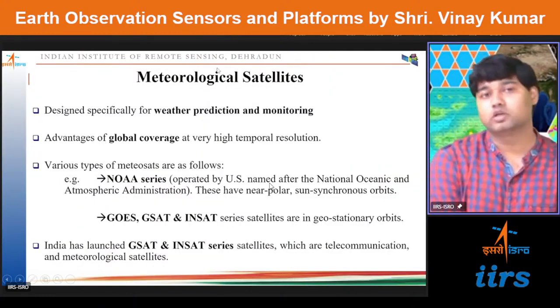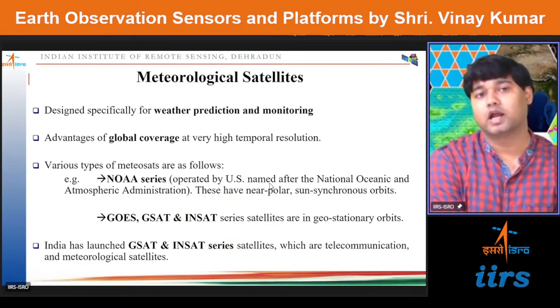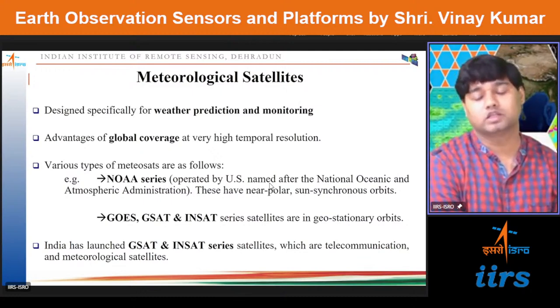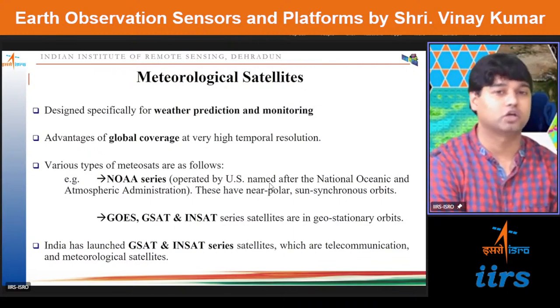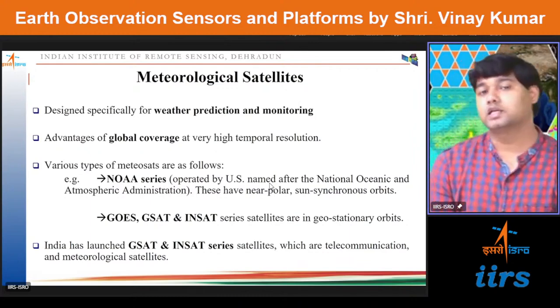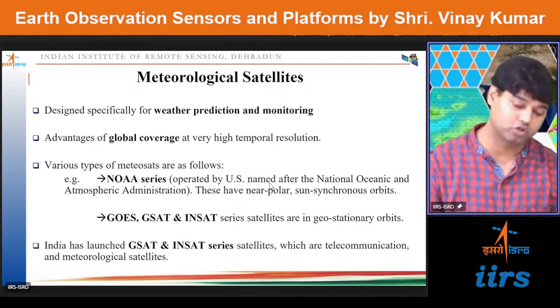Now coming to meteorological satellite, this is designed specifically for weather prediction and monitoring. Advantages of global coverage at very high temporal resolution. Various types of meteosats are there. NOAA series satellite, GOES and GSAT in geostationary platforms are used for this purpose. India has launched GSAT and INSAT series satellite, which are for telecommunication and meteorological.